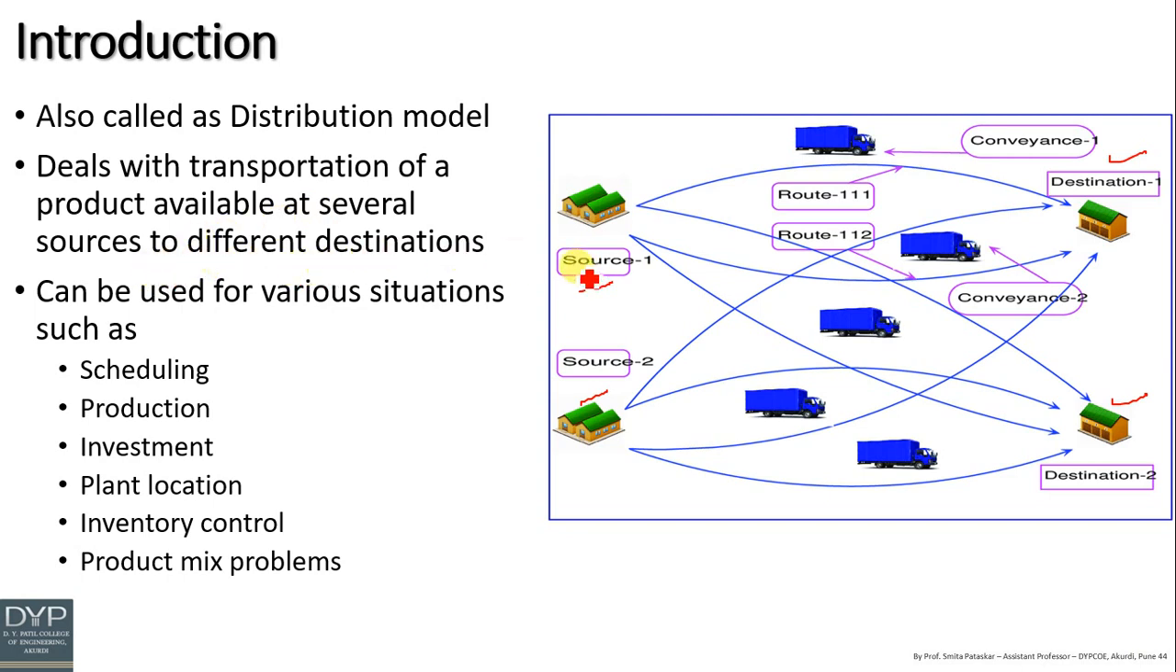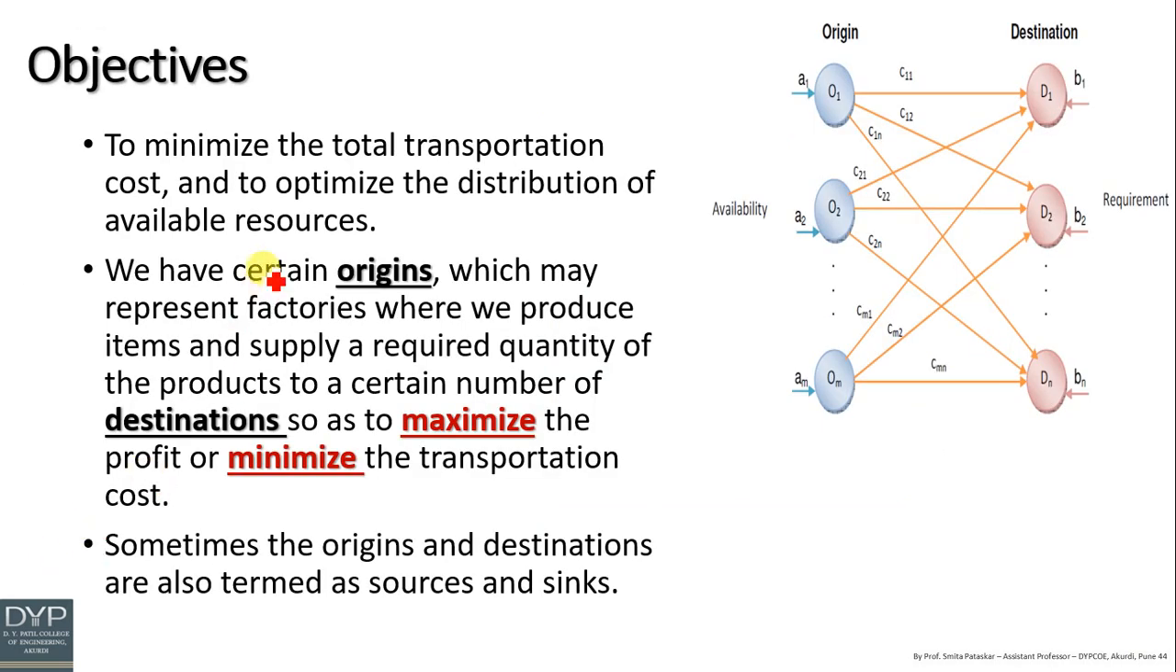Though the name is called a transportation model, apart from the transportation problems, it can be used for scheduling, production, investment, plant location, inventory control, and product mix problems. The objectives of this transportation model are to minimize the total transportation cost and to optimize the distribution of available resources. Now, as we can see here in this figure, there are various origins. These are called O1, O2, OM. So it can be the factories. The destinations are D1, D2 and so on up to Dn.